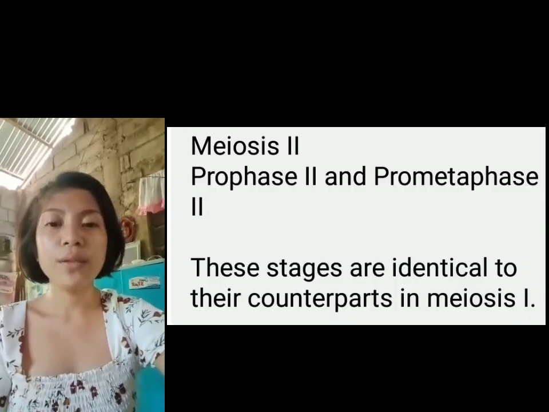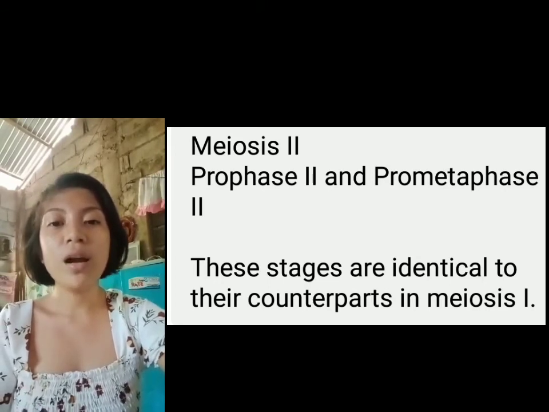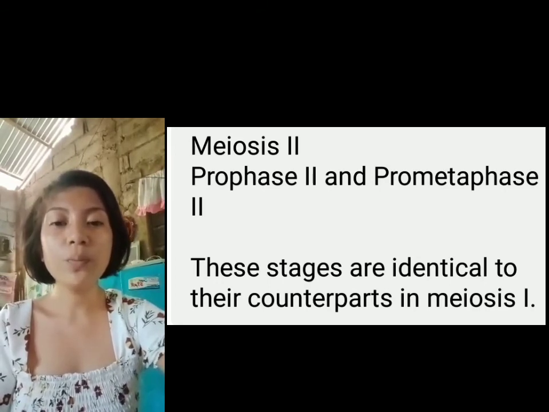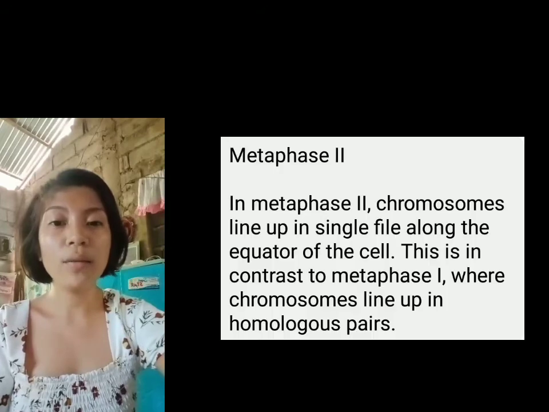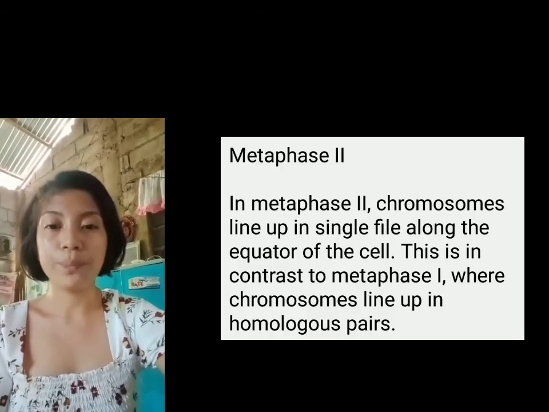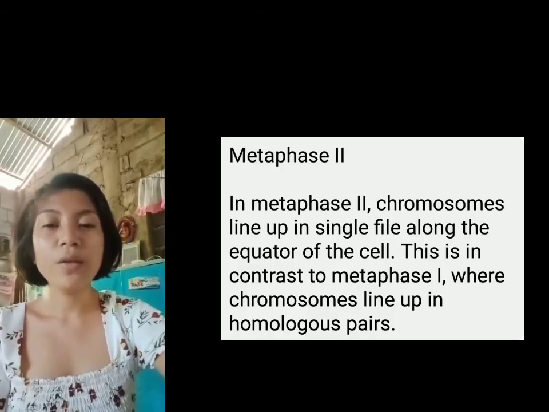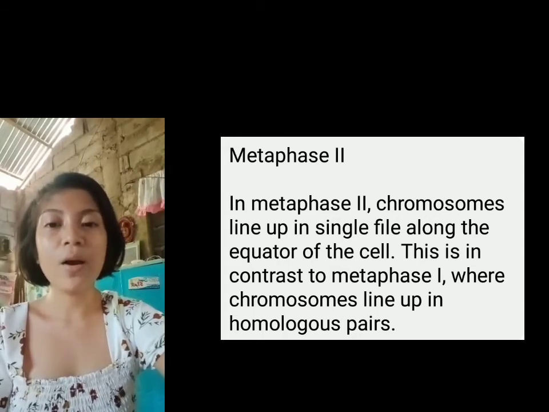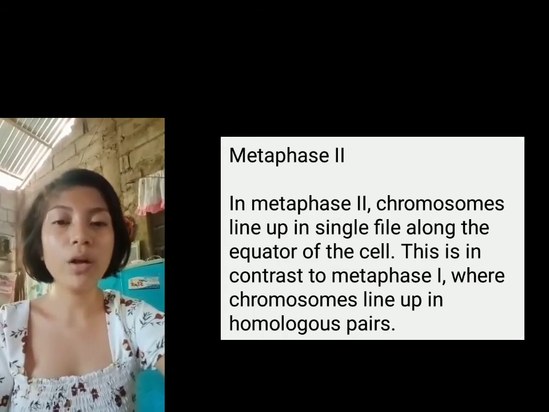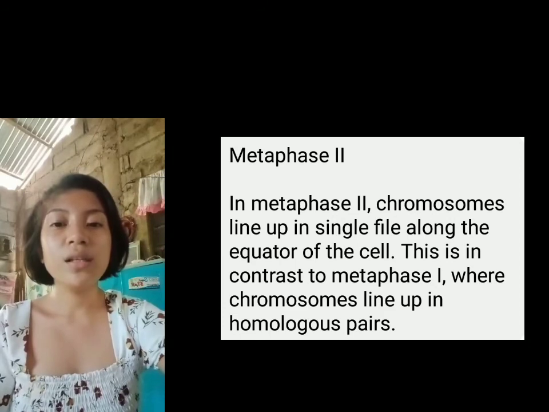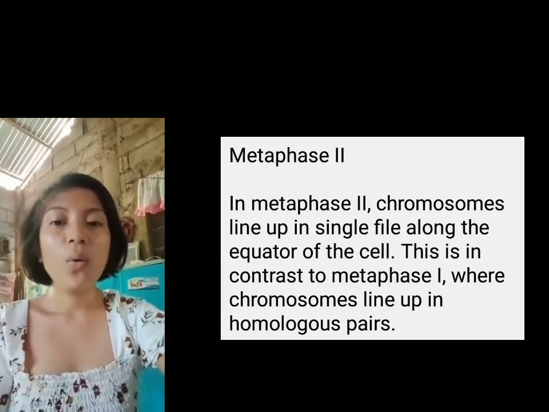Meiosis 2, Prophase 2, and Prometaphase 2. These stages are identical to their counterparts in Meiosis 1. Metaphase 2. In Metaphase 2, chromosomes line up in single file along the equator of the cell. This is in contrast to Metaphase 1, where chromosomes line up in homologous pairs.